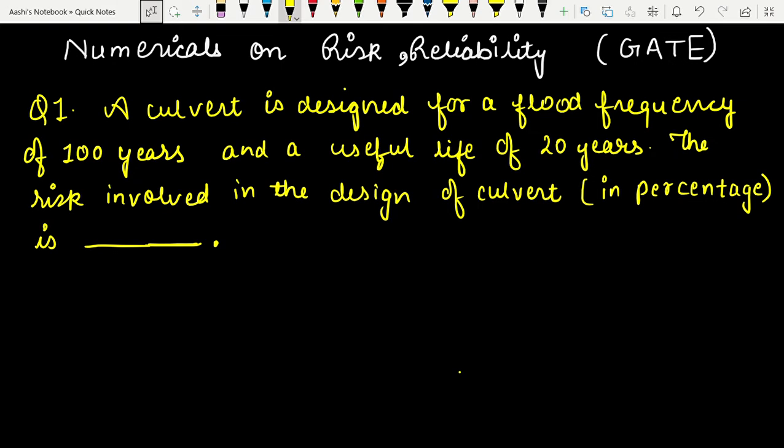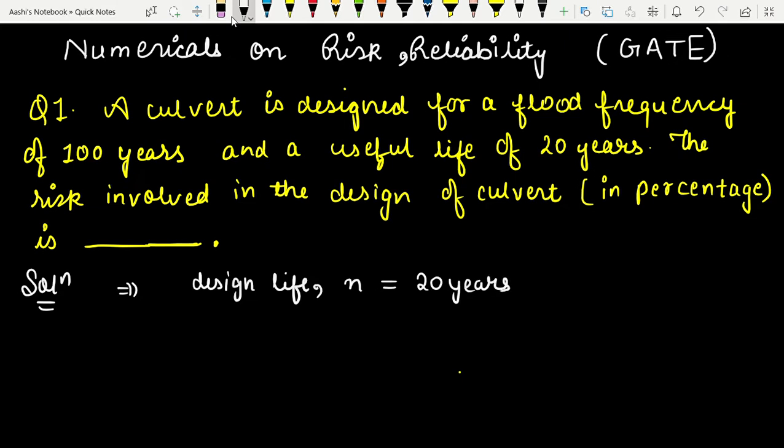So basically, a culvert, which is a hydraulic structure, is designed for 20 years. That means 20 years is the life of this culvert. It is expected to serve its purpose for 20 years at least. So this 20 is the design life. I can say that design life, which I can denote with the symbol N, is equal to 20 years.